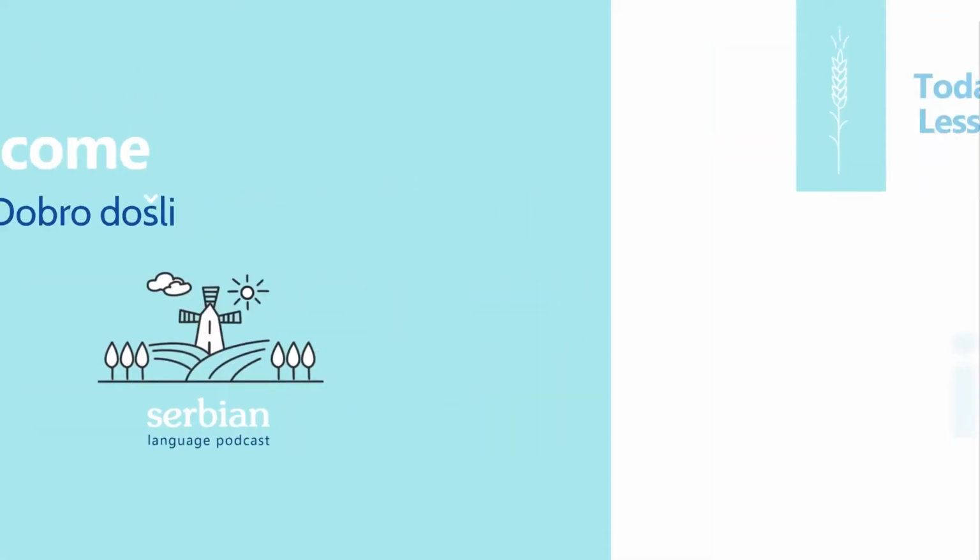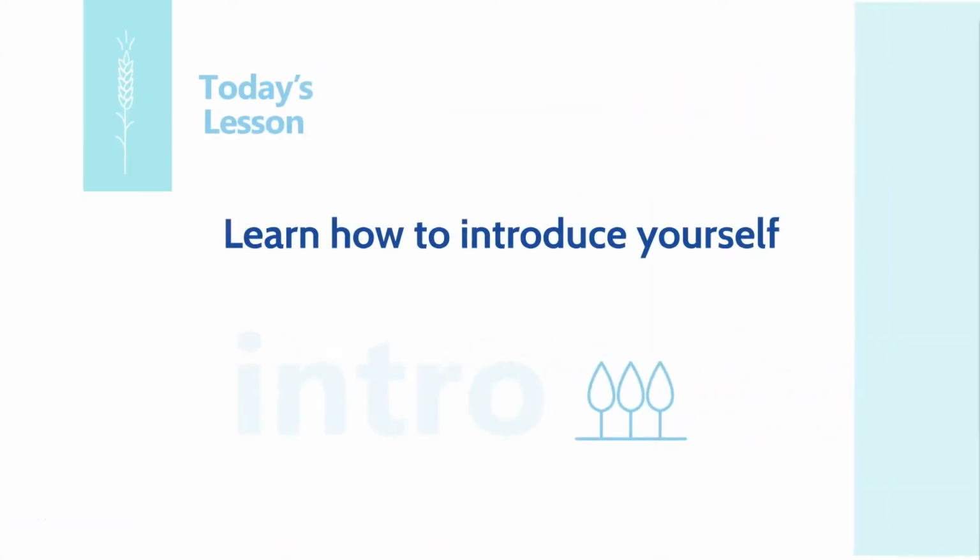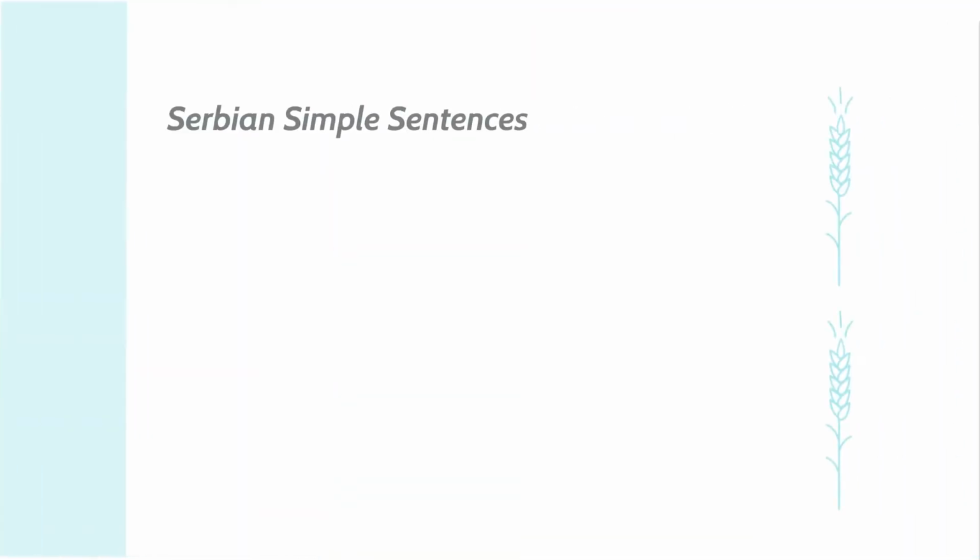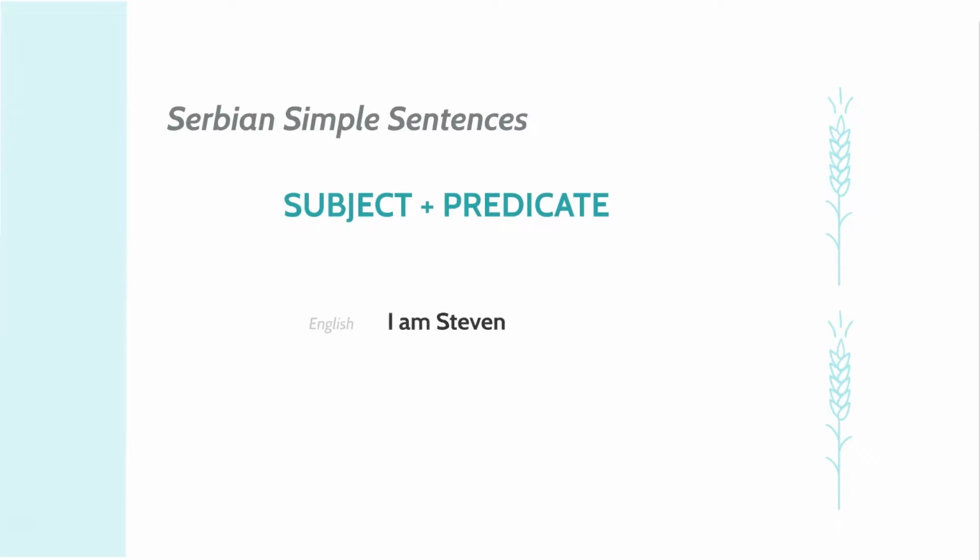In today's lesson, you're going to learn how to introduce yourself. You'll be happy to know that for simple sentences, Serbian grammar is similar to English grammar. It follows the rule subject plus predicate, and the predicate is the verb plus noun. Let's look at an example in English to start. I am Steven. In this example, I is the subject, am is the verb, and Steven is the noun.